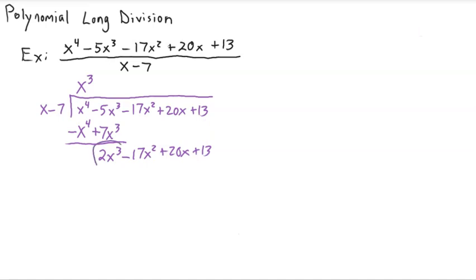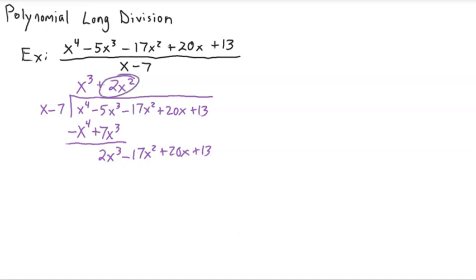We're now going to divide 2x cubed by x, just like we originally did with x to the fourth. We did the leading term. Here the new leading term is 2x to the third. We're going to divide it by x. 2x to the third divided by x is 2x squared. And so we're going to write that up on top, plus 2x squared.